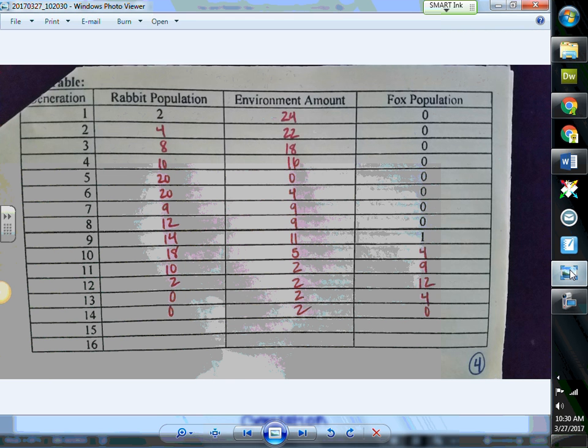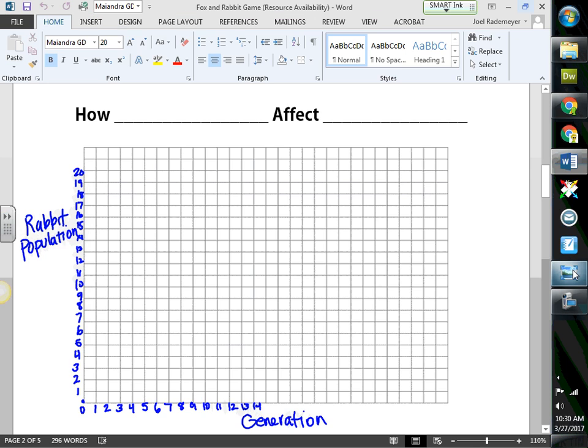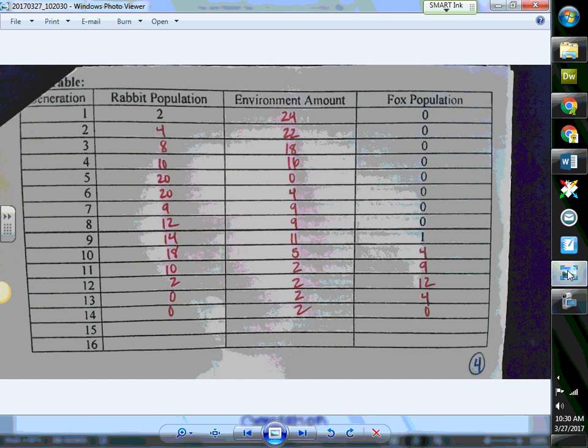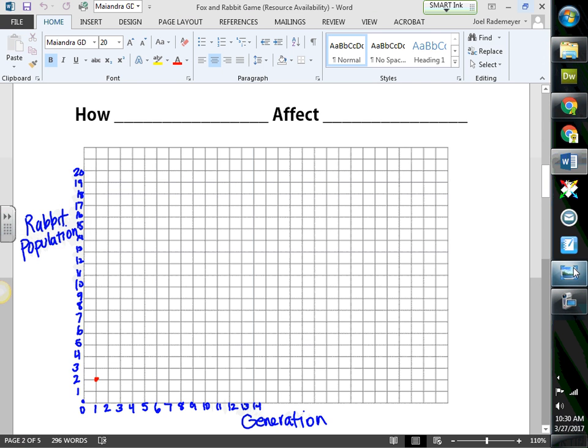In generation 1, there were 2 rabbits. So I'm going to go to my first generation here. Generation 1 had 2 rabbits. I'm going to look at my next generation. Generation 2 had 4 rabbits. So I go to generation 2 and I find that there's 4 rabbits. Let's do one more here. Generation 3 had 8 rabbits. So generation 3 had 8 rabbits.